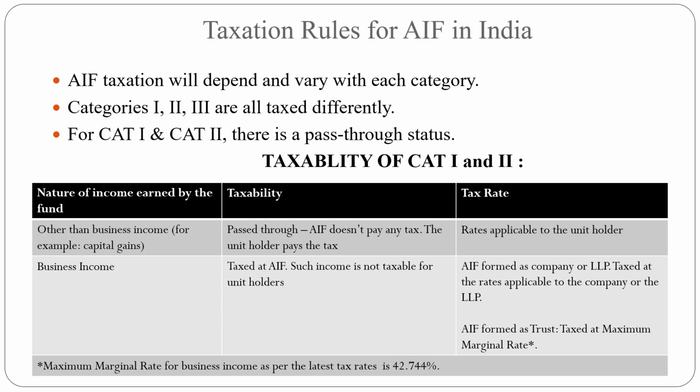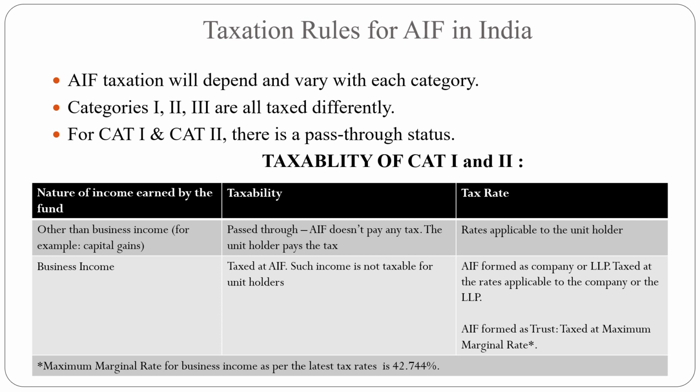Now, what about the nature of income earned by the fund? Other than business income. If income other than business income is there, then complete pass-through will happen, and the applicable tax rate applies to the unit holder. Means if you get short term, then 30%. If you get long term, then 20% or 10%. So accordingly, based on the nature of income, the recipient or the unit holder is required to pay tax. AIF will not pay any tax other than on business income.